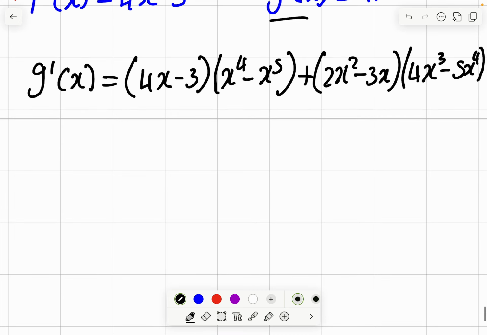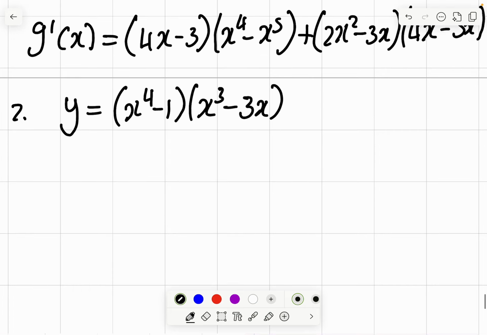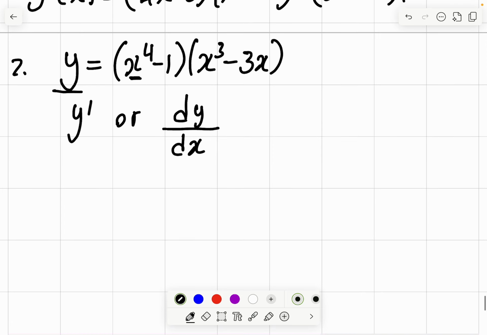So let's go to our second function. We have y equals x to the 4 minus 1, all multiplied by x cubed minus 3x. So now we don't have f of x, we just have y. It means when we're finding the derivative, you are going to say y prime, or you are deriving y with respect to x. It means you are going to say dy over dx. So let's find dy over dx of that thing.